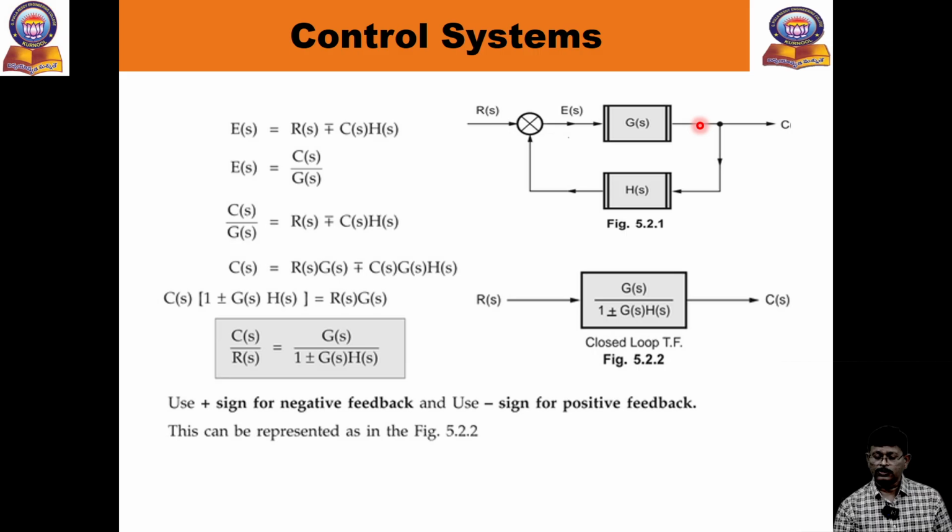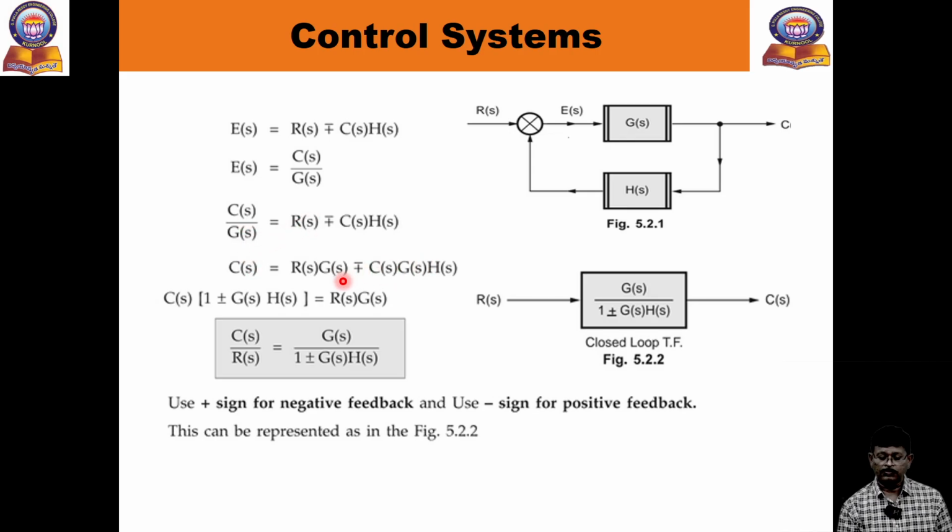Therefore E of S equals C of S by G of S. Now take the first equation, R of S plus or minus C of S into H of S. In this equation, substitute C of S, which is E of S into G of S. So multiplying here, we get G of S into R of S.